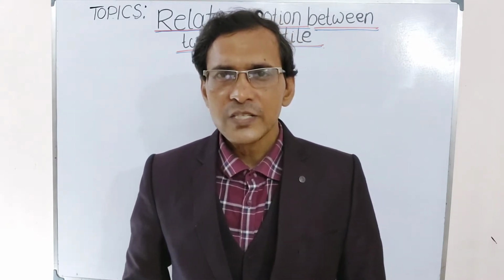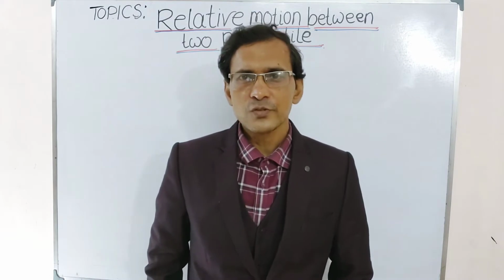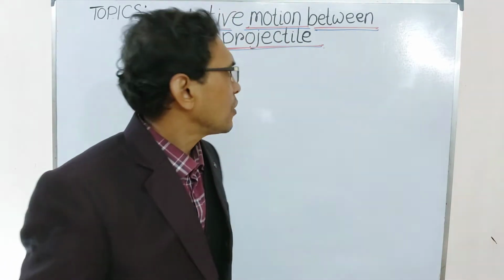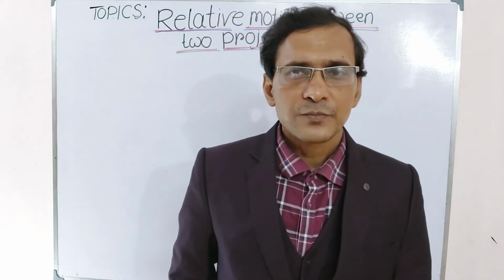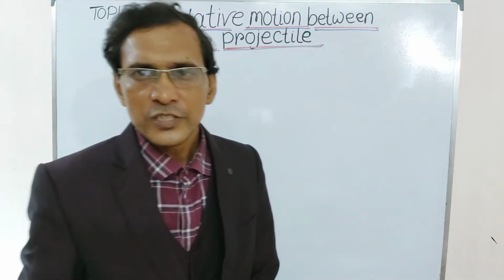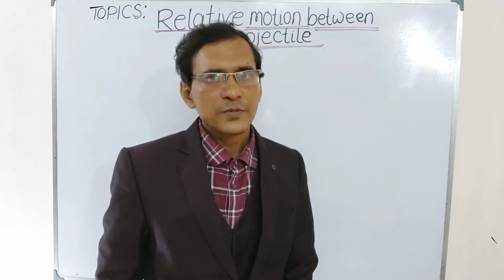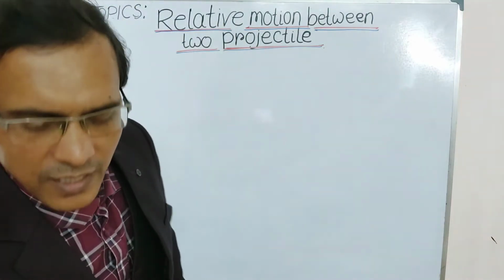Today in this class, I will discuss the relative velocity between two projectiles, or the path observed by one projectile when it is observed from the other. That is, the path of the projectile of one with respect to the other. Now let's start the class.